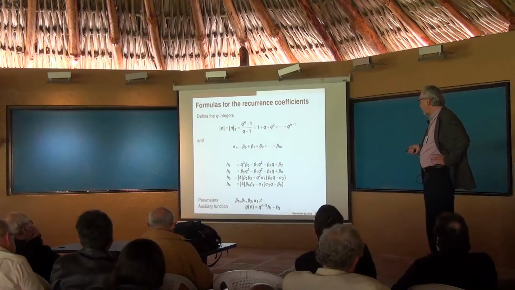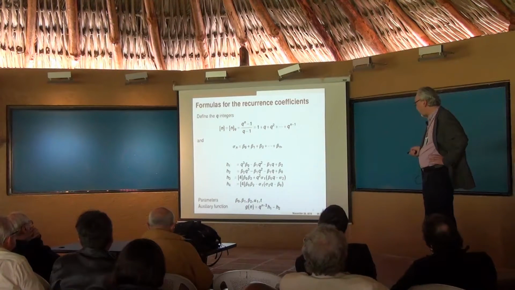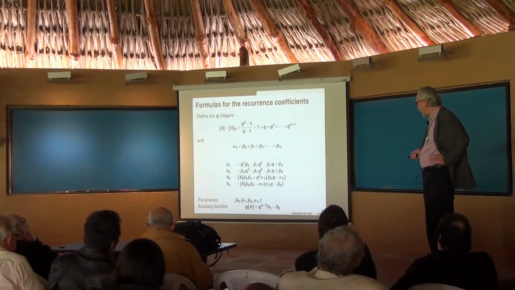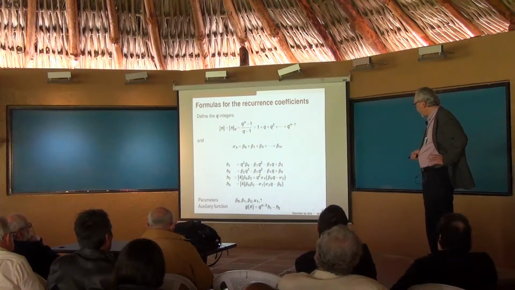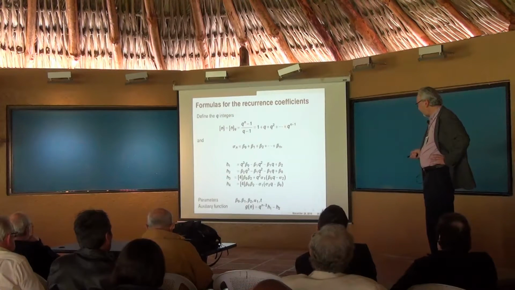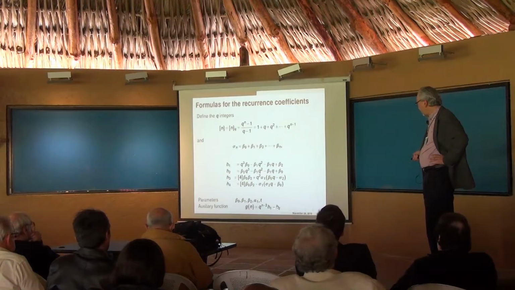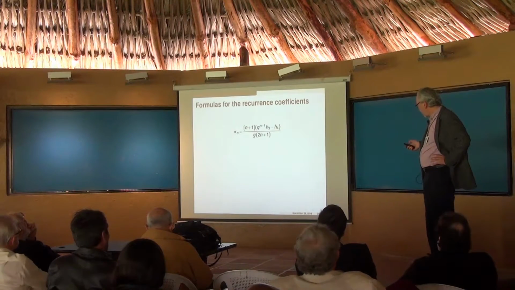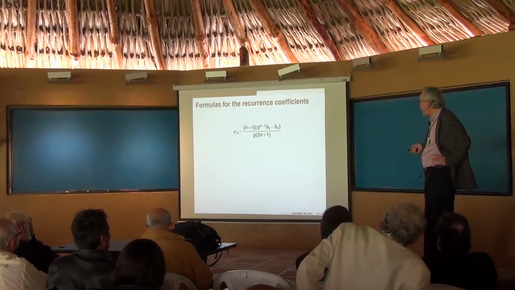And I define a few auxiliary constants just to simplify the writing of the expressions. So the parameters become the initial terms in the recurrence coefficients, alpha 1 and beta 0, 1, and 2, and the new parameter t. This is a new auxiliary function that contains powers of q, and these two constants, h1 and h2, that are defined here. So this is just for the simplification of the notation. And then for the sigmas, I have this formula.